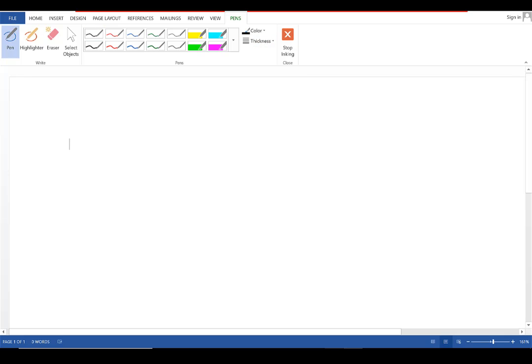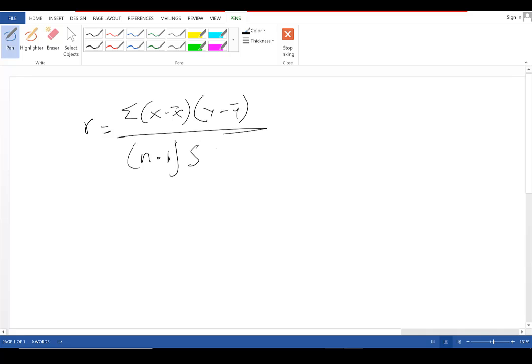So the correlation coefficient formula is the sum of x minus x bar times y minus y bar, divided by n minus 1 times the standard deviation of x and the standard deviation of y.